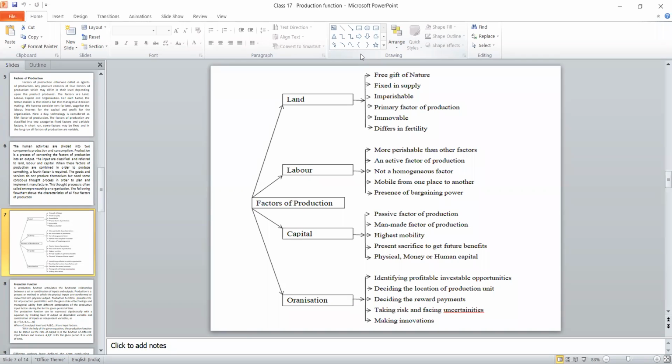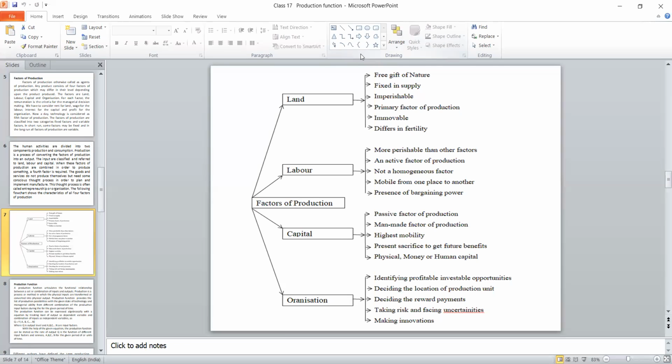So land is immovable, labor is movable. That is a fixed factor, this is a variable factor. That is imperishable, it is highly perishable. And it has a fixed supply, but here we can vary, either increase or decrease. So these are the differences between land and labor.